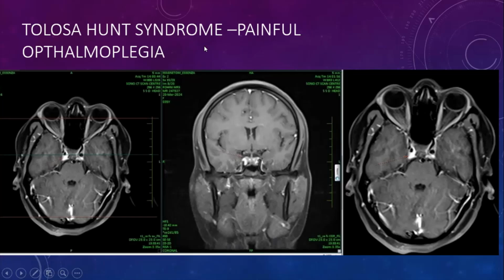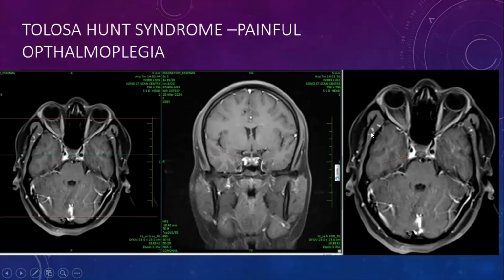Okay, this was another case of Tolosa-Hunt syndrome, the painful ophthalmoplegia. This is a case of MR study, and similar images we can also get in CT study. So surrounding the carotid artery, this is the clinoid portion of the internal carotid artery. There is subtle increase in enhancement that is narrowing the diameter of the internal carotid artery in the supraclinoid portion. So this will be causing multiple cranial nerve pathologies with painful ophthalmoplegia. This was a case of Tolosa-Hunt syndrome.